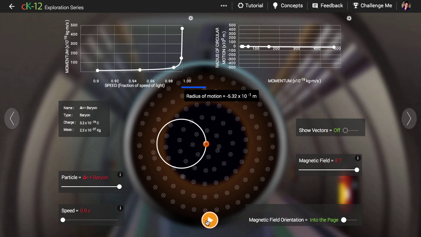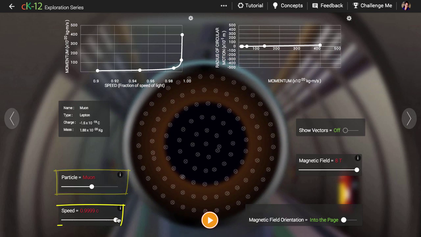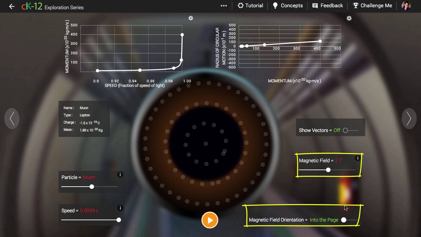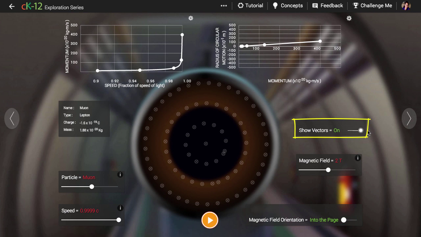So you can play around with all the parameters here. You can adjust the type of particle and its speed as a fraction of the speed of light. You can adjust the strength and direction of the magnetic field. You can also show the velocity and magnetic force vectors to practice up on your right-hand rule skills.